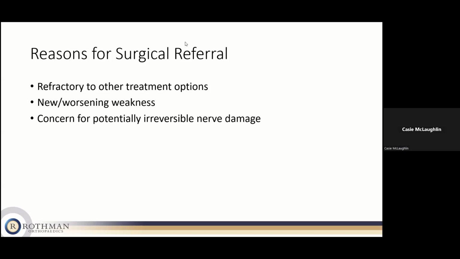Which of these is compression of the discs in between the vertebrae?